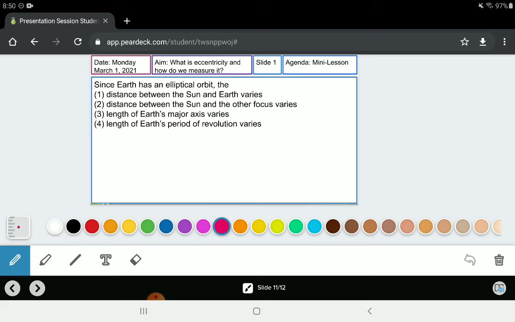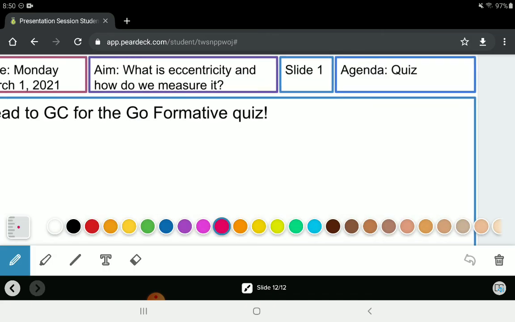Okay, so there is just this slide. 1, since Earth has an elliptical orbit, the distance between the Sun and Earth varies. 2, the distance between the Sun and the other focus varies. 3, the distance between Earth's major axis varies. Or 4, the length of Earth's revolution varies.